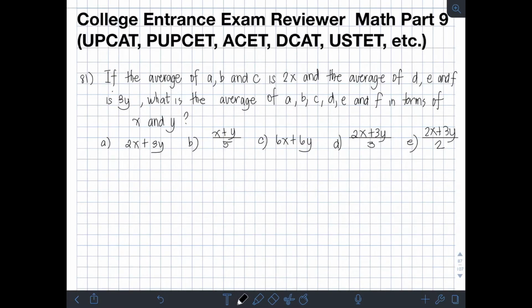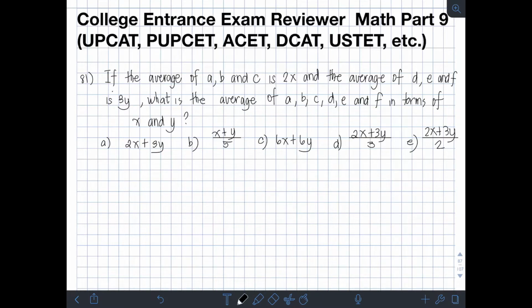Okay, so this time ay magre-review ulit tayo for college entrance exam mathematics, which is part 9. So pwede natin itong magamit na math reviewer for UPCAT, PUPCET, ACET, DCAT, USTET, etc. So meron din akong separate playlist sa bawat branches ng mathematics like algebra, geometry, trigonometry, analytic geometry, and so on na pwede nyo ring panoorin para sa more detailed tutorial sa bawat topic sa bawat branch. So, ililink ko na lang yung mga playlist sa description para ma-check nyo.